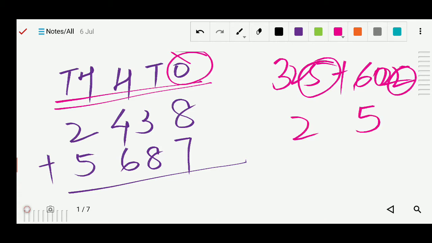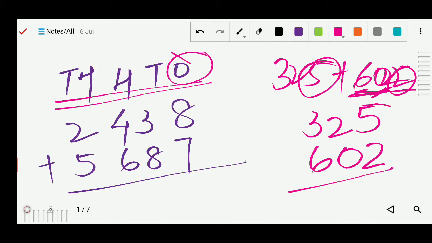First we write the number 325. And when we write 602, this 2 first we write here, then this 0 we write here, then this 6 we write here. Means always we start from the ones, then tens, hundreds, and thousands. So likewise we have to write down. In the same line we have to write the ones digits, in the next line all the digits of the tens, then all the digits of the hundreds. Likewise all the digits we will write according to the place values.